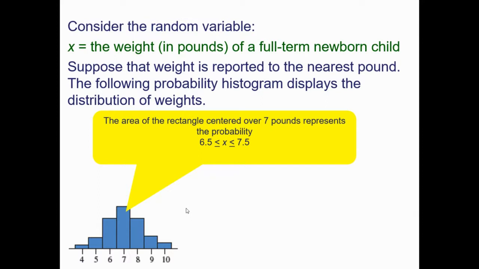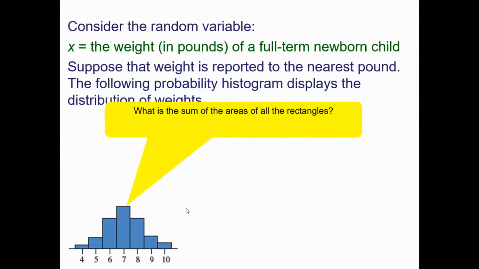But now, that doesn't look bad, but let's see if we can make it smoother. So now suppose that we report weights to the nearest tenth of a pound. Oh, I guess let me back up. I forgot a question here. If I add up all these rectangles, what should my sum be? 1. The area would always be 1. So if I added them all up, the area would be 1.